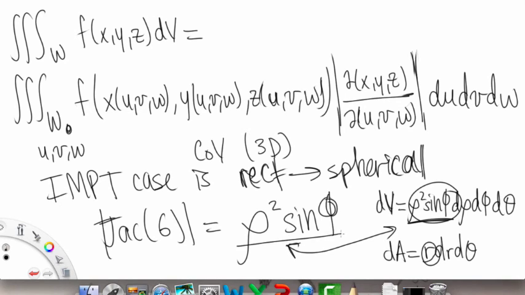I think that this is pretty much the most important thing you should take out of change of variables in 3 dimensions. Okay, so that concludes this video, and I'll talk to you later in the homework videos, or the practice problems videos if you watch.